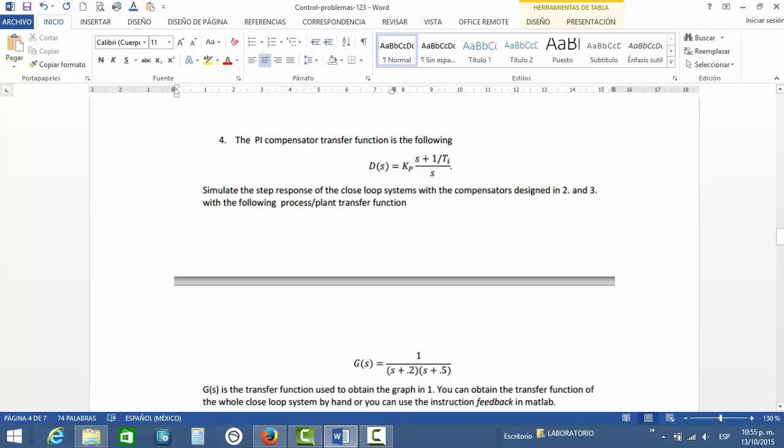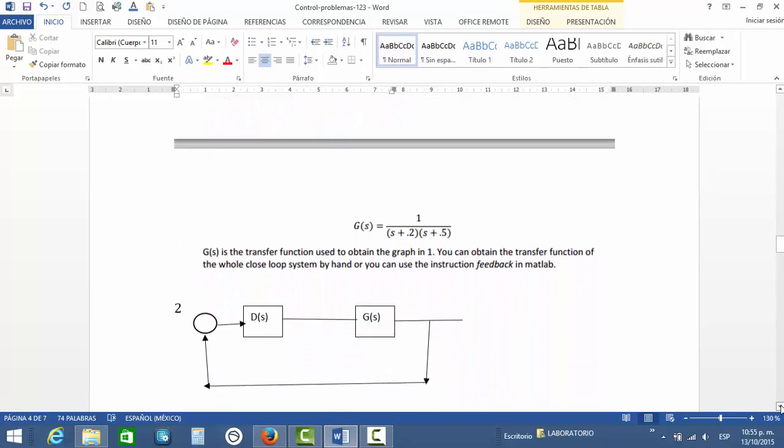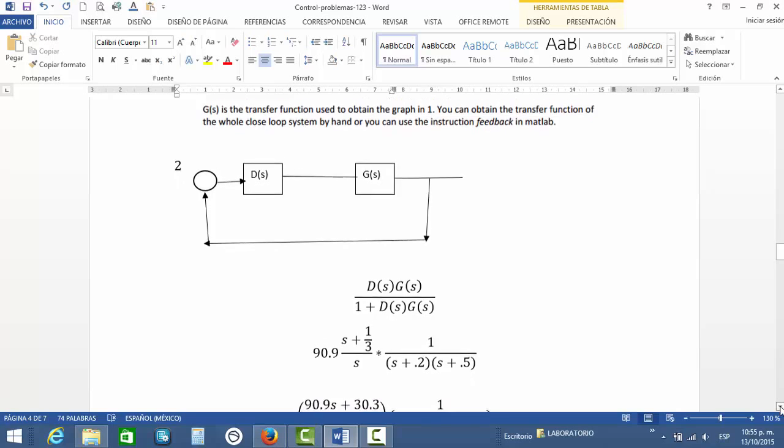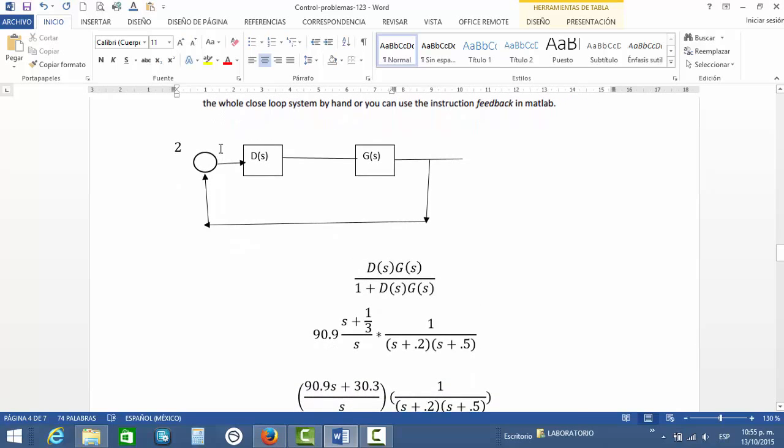And Ds is the transfer function used to obtain the graph in problem 1. You can obtain the transfer function of the whole closed loop system by hand, or you can use the instruction feedback in MATLAB. And the formula of Ds is 1 between s plus 0.2 multiplied by s plus 0.5. The first thing that we need to do is to obtain the block diagram.